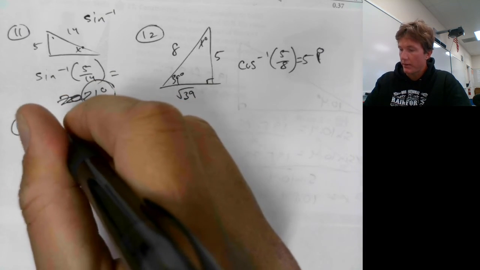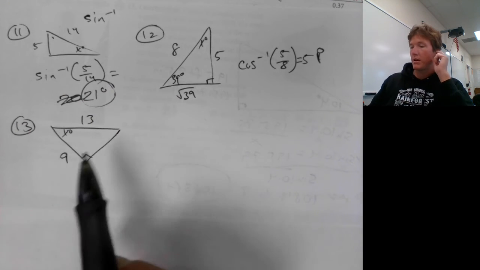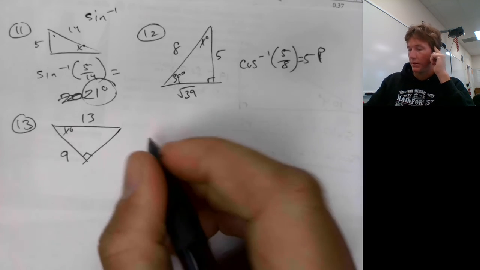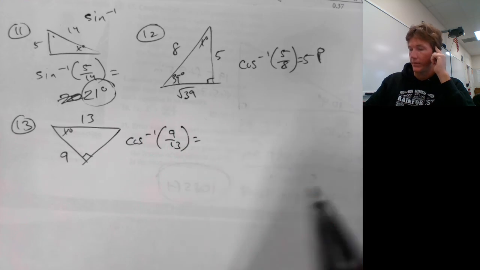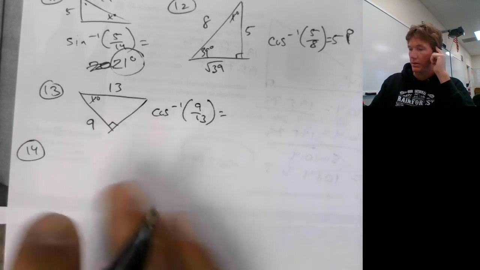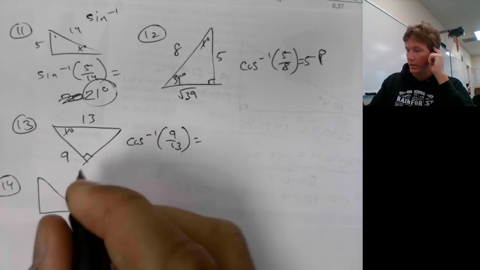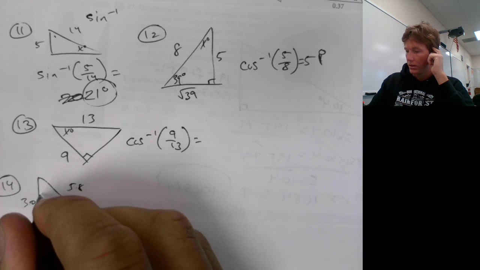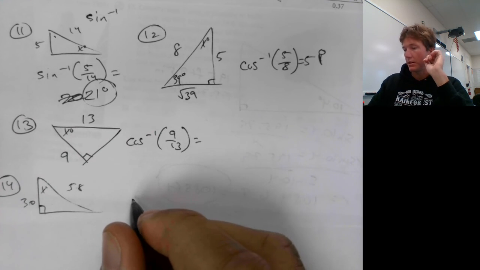Okay, next one, we have x here, 9. My hypotenuse is 13. I have the adjacent side, so I'll do inverse cosine 9 over 13. I'll let you solve that one. Next one, 14. I have 3.0 and 5.8, x. Okay, so we're using inverse cosine again. It's just using decimals this time.